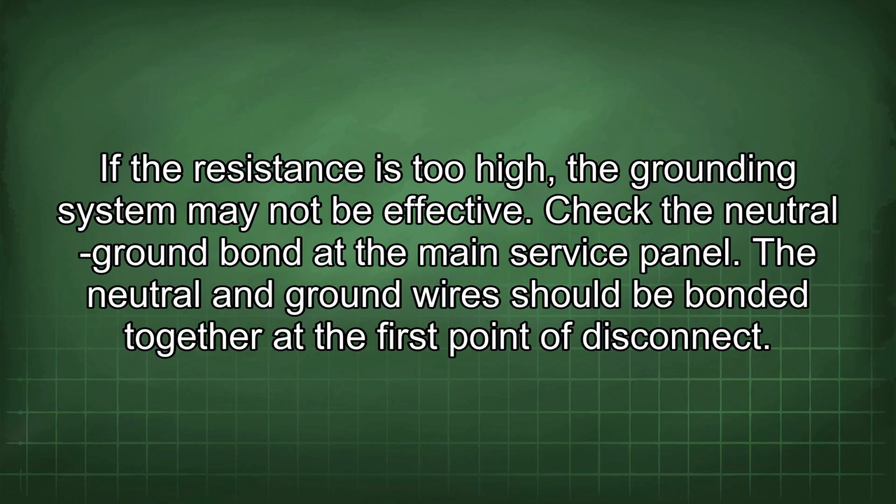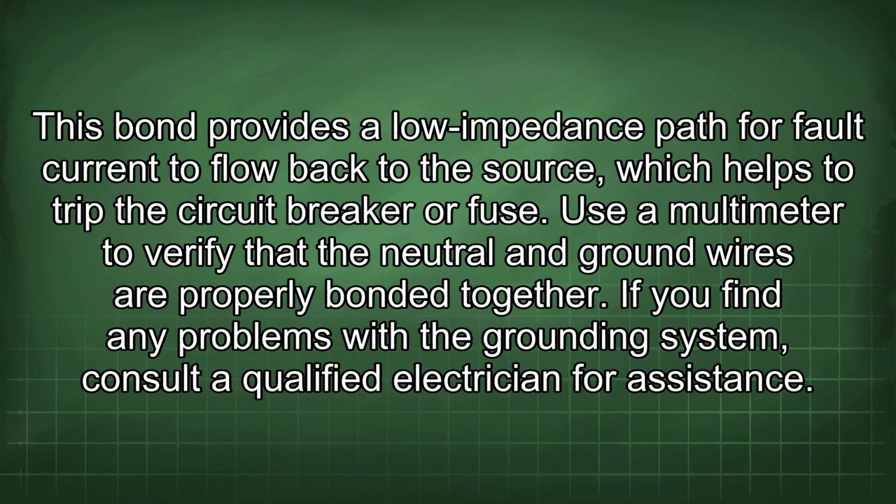Check the neutral ground bond at the main service panel. The neutral and ground wires should be bonded together at the first point of disconnect. This bond provides a low impedance path for fault current to flow back to the source, which helps to trip the circuit breaker or fuse. Use a multimeter to verify that the neutral and ground wires are properly bonded together. If you find any problems with the grounding system, consult a qualified electrician for assistance.